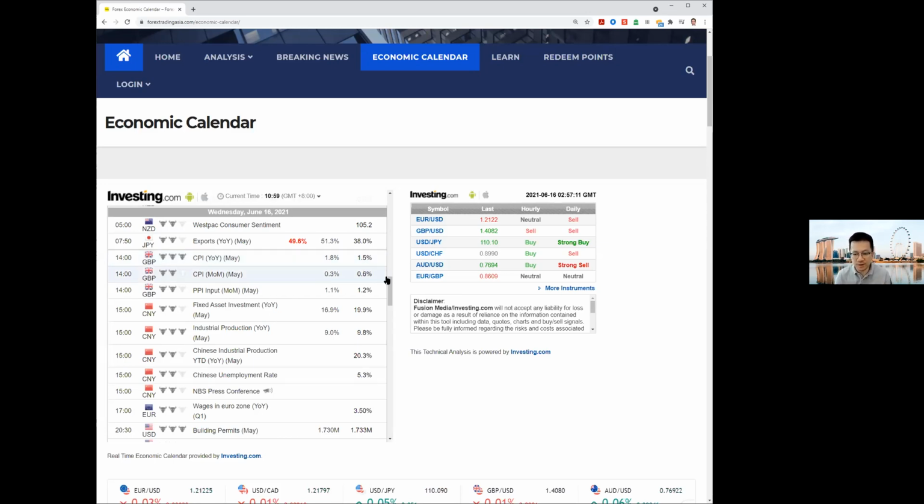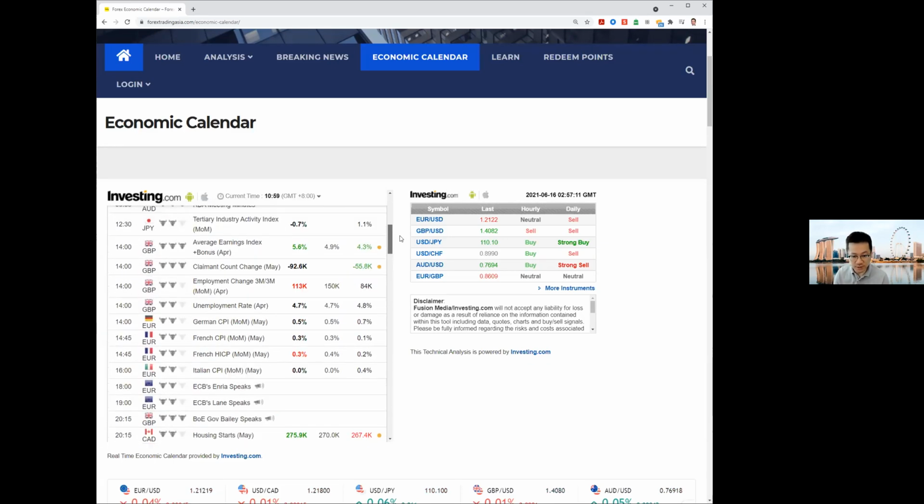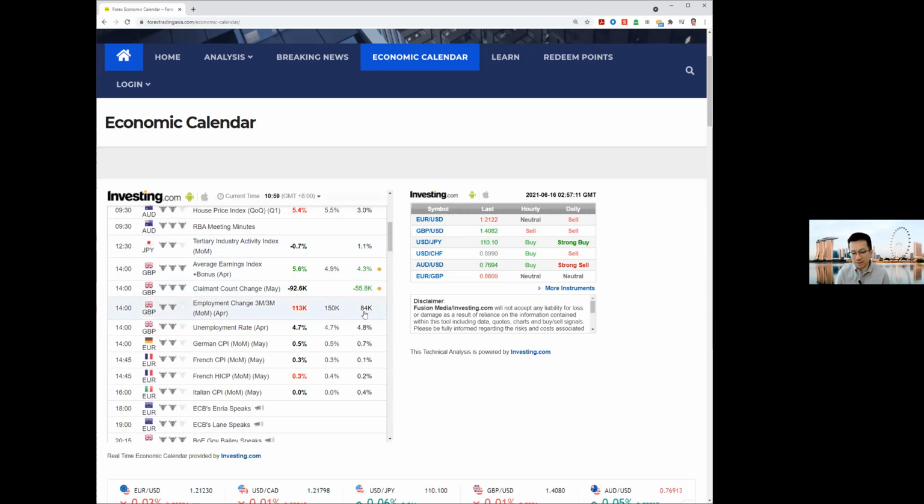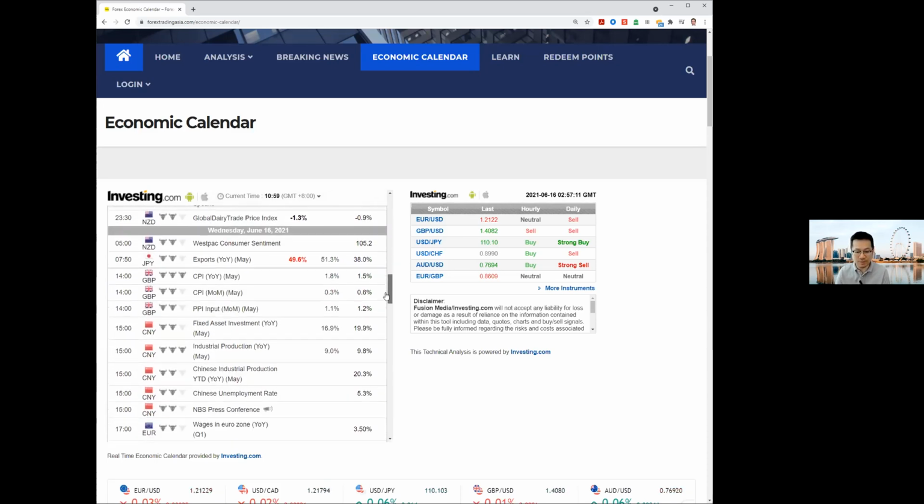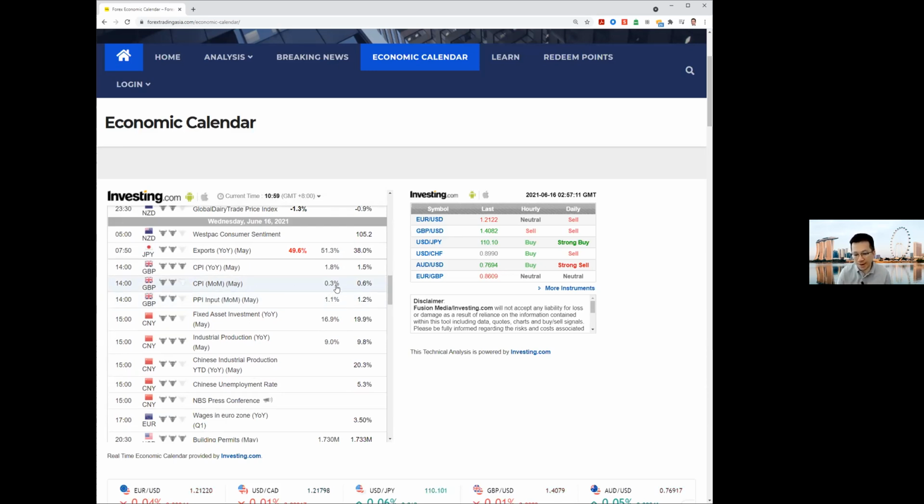But I'll take all of this with a pinch of salt, because on a year-on-year basis, we've seen the UK in a massive lockdown for long periods, and this has been reflected in yesterday's employment numbers. We were expecting employment change to go from 84 to 150. It came out at 113, a slight miss. Unemployment rate was 4.7, but claimant count disappointed: expected -55, it came out at -92. At those numbers, I'm going to be more cautious with the CPI. It might not come out at 0.3. I think we might see a 0.2 or even a 0.1.